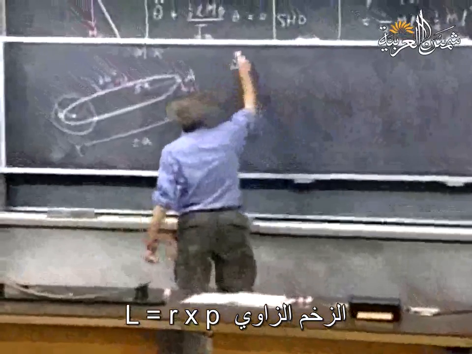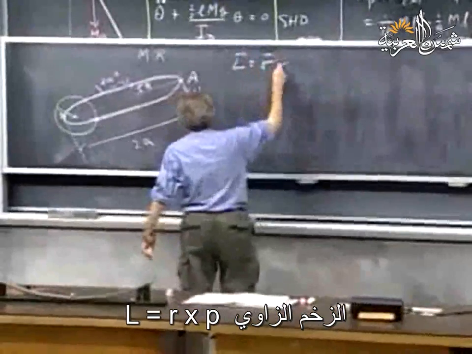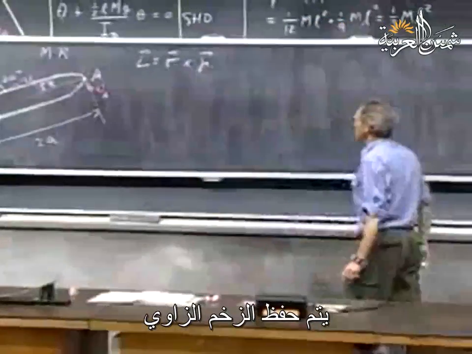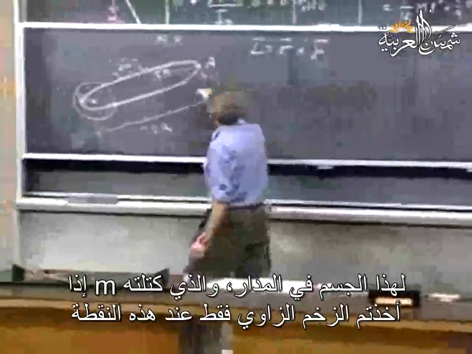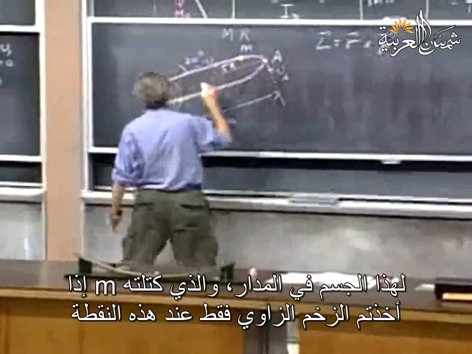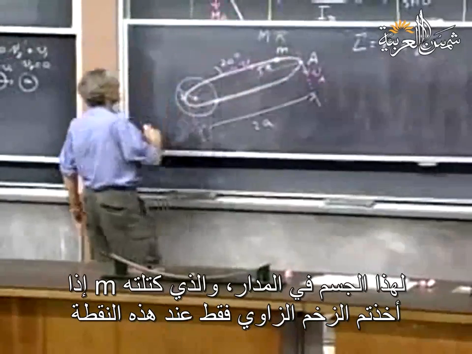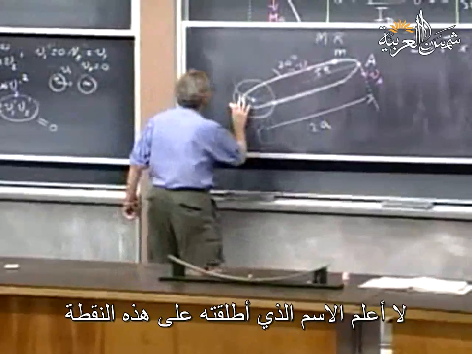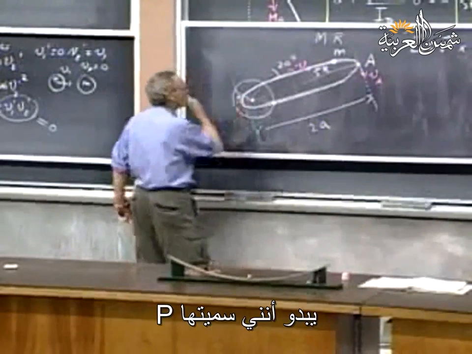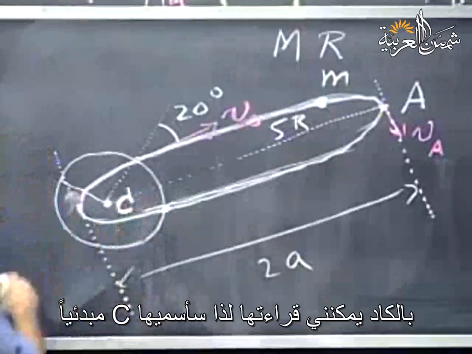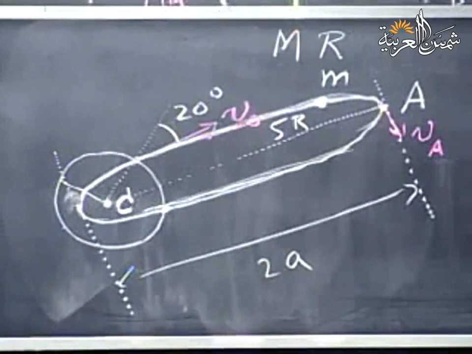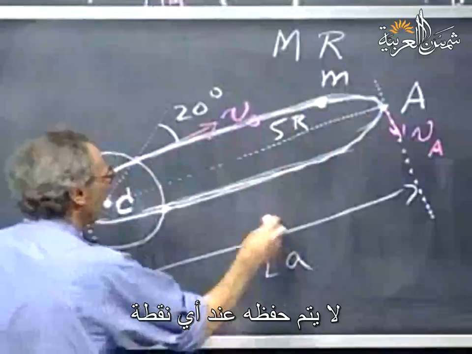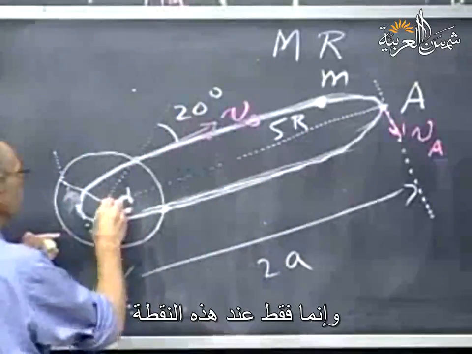The angular momentum L equals R cross P. Angular momentum is conserved for this object in orbit, mass little m, but only if you take the angular momentum relative to this point. I don't know what I called that point. It looks like I called it P. I can't hardly read it. I'll call it C for now. So angular momentum of this object in this orbit is not conserved relative to any point, but it's only conserved relative to this point.